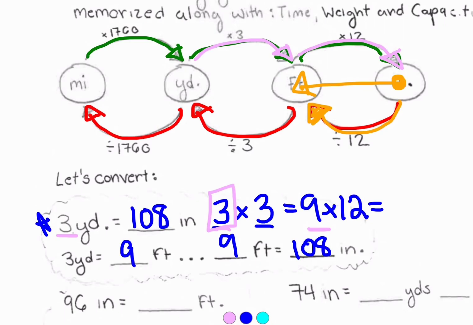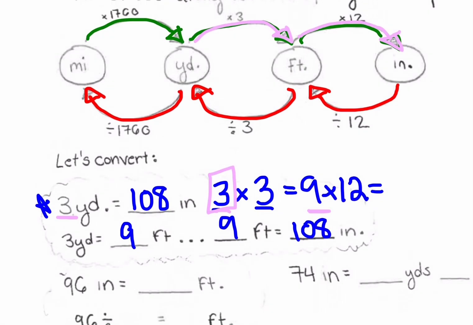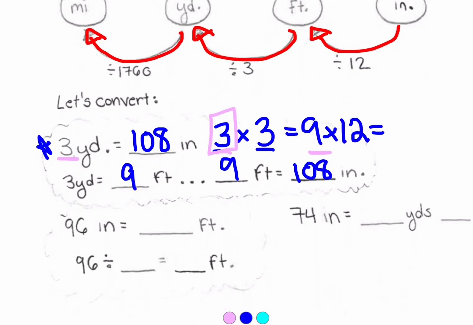So if I'm going from 96 inches and I'm trying to figure out how many feet that is, I'm going to have to divide my answer by 12 because there's 12 inches in 1 foot. So, set up my problem. 96 divided by 12 because there is 12 inches in 1 foot.